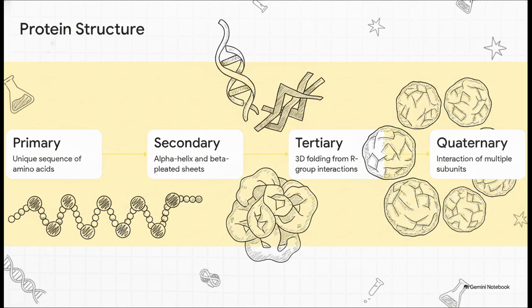First is primary, the exact, unique sequence of the amino acids. Second is secondary, twisting into an alpha helix or folding into a beta-pleated sheet. Third is tertiary, complex 3D folding based on amino acid interactions. And finally, quaternary, where multiple folded subunits combine into one massive protein.